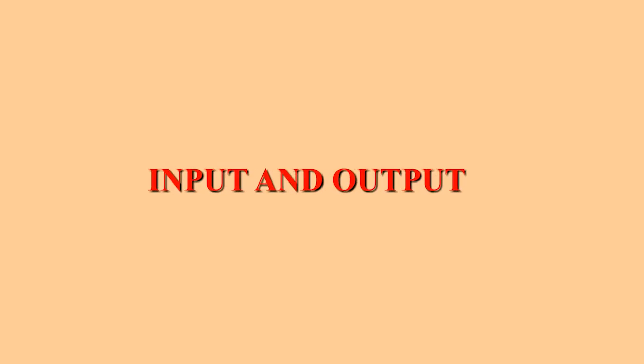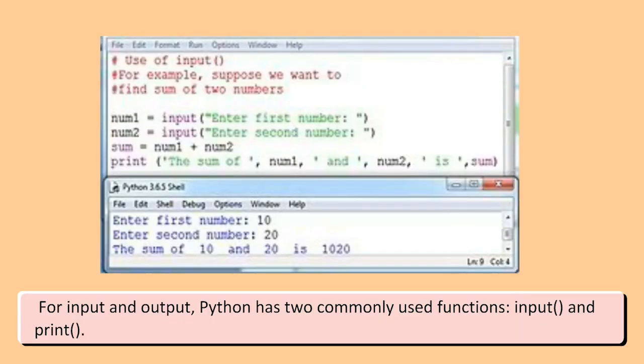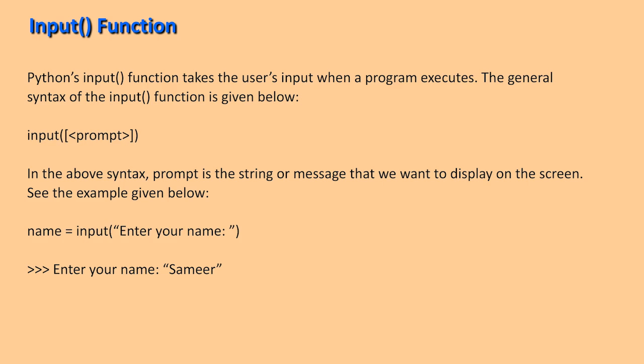Input and output. For input and output, Python has two commonly used functions, input and print. Input function. Python's input function takes the user's input when a program executes. The general syntax of the input function is given below. input(prompt). In the above syntax, prompt is the string or message that we want to display on the screen. See the example given below. name = input("Enter your name: "). Enter your name: Samir.